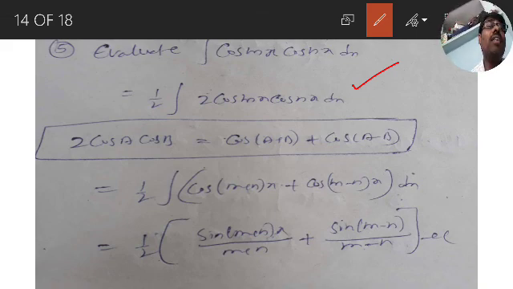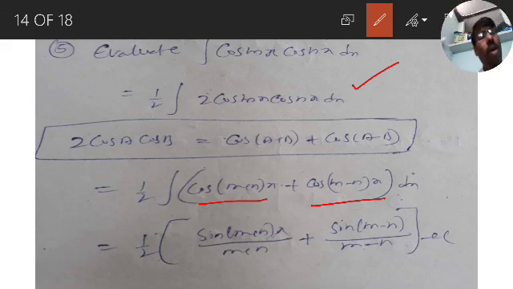What is a here? a is equal to mx, b is equal to nx. mx plus nx is (m+n)x, mx minus nx is (m-n)x. So instead of numbers, we are having m and n. Don't get confused. In the previous problem we had 7x and 3x, 7 and 3 being numbers. Here also m and n are numbers, but they are denoted by letters. They are constants. Don't confuse.